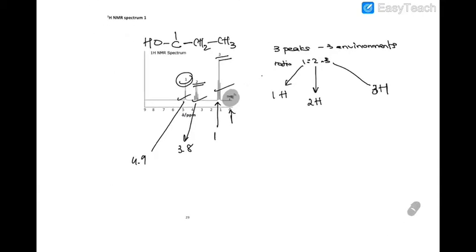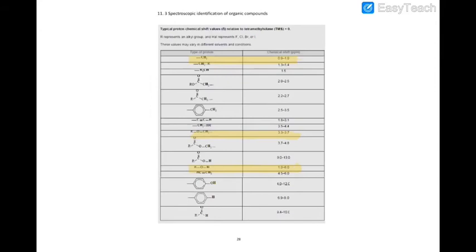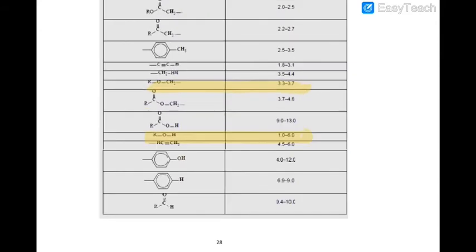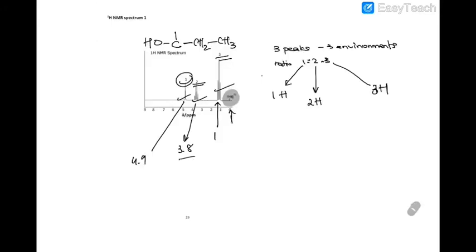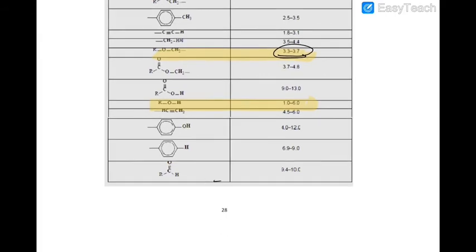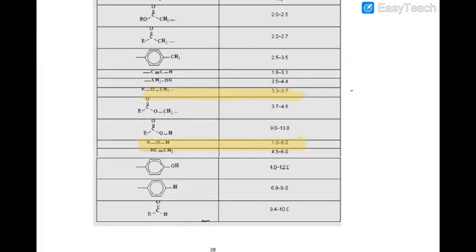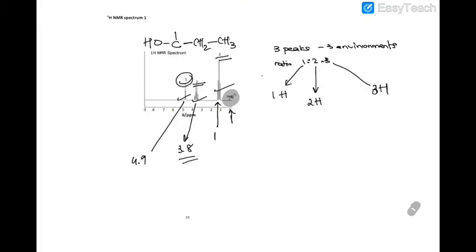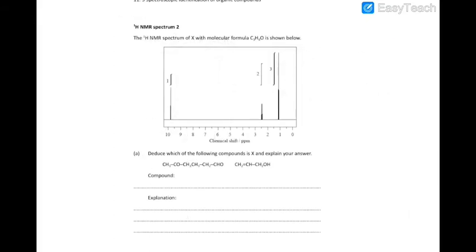Let's check the chemical shift values. A chemical shift of 1 corresponds to CH3. A chemical shift of 3.8 corresponds closely to CH2OR, or CH2, in this case OH. And then an R group connected to OH is in the range of 1 to 6, so this fits in the range. Let's look at the second NMR spectrum.